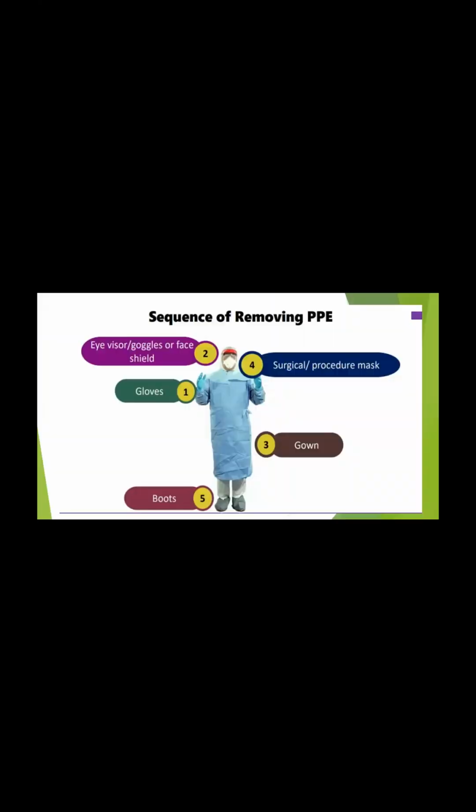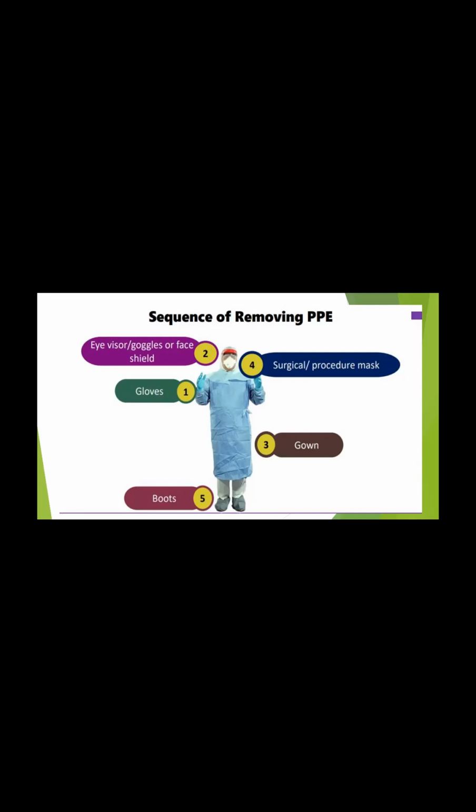Now, removing of PPE. How will you remove the PPE? The dirtiest is removed first. Remove boots, then the procedure mask, then you remove your gown. Actually, gloves are the dirtiest. Then you remove the eye protection, then you remove your gloves. Okay, remove everything in this order.